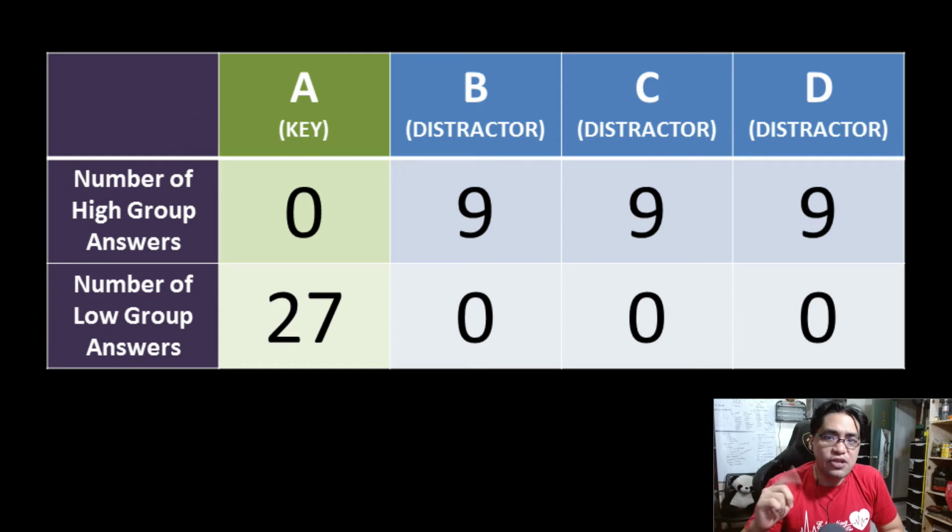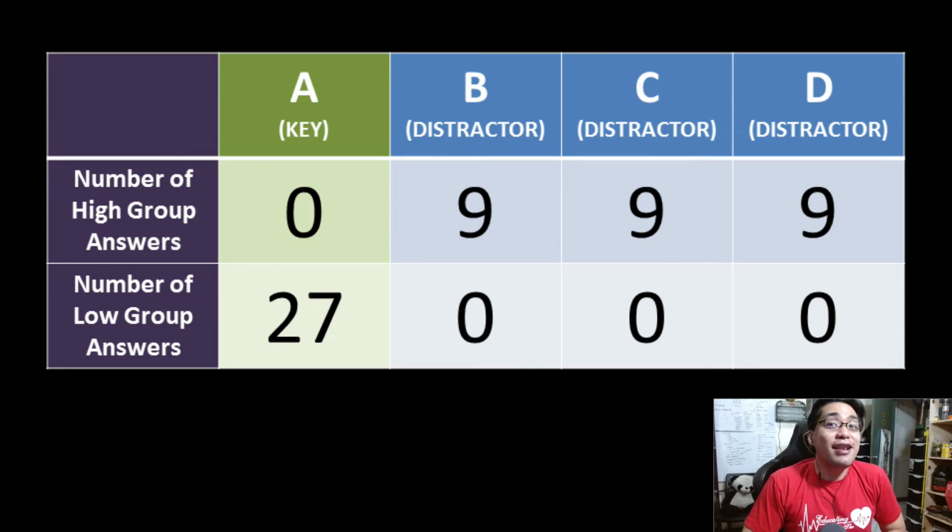Next, consider this illustration on the screen right now. Let's say that on this particular test item, we have a question with 1 key and 3 distractors. If you've been following our discussion so far, you can see that this is the absolute worst that a multiple choice test question can be.